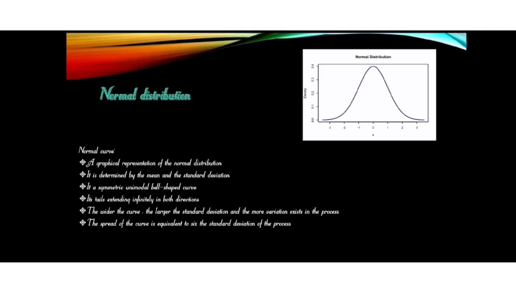Normal distribution. A graphical representation of the normal distribution. It is determined by the mean and the standard deviation. It is a symmetric, unimodal, bell-shaped curve. Its tails extend to infinity in both directions. The wider the curve, the larger the standard deviation, and the more variation exists in the process. This spread of the curve is equivalent to six standard deviations of the process.